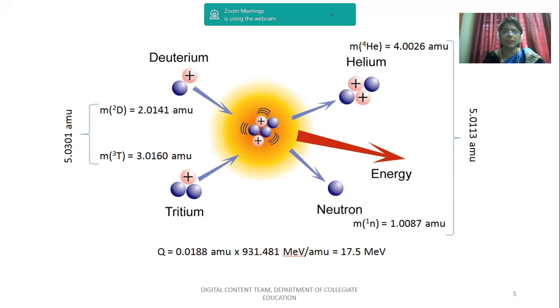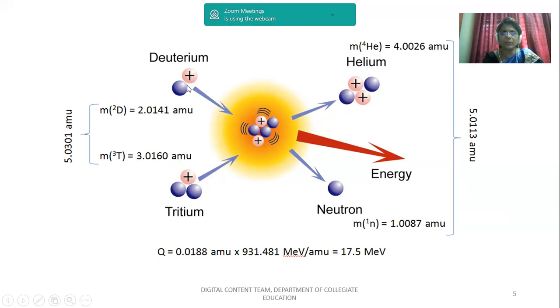Here you consider the interaction between deuterium, which is indicated by D2 or 1H2. When hydrogen has mass number 2 and atomic number 1, it is called deuterium, and its mass is considered to be 2.0141 AMU. And when it interacts with tritium, represented by T3, which is the 1H3 nucleus, that is, hydrogen with mass number 3 and atomic number 1, it is considered tritium, and its mass is around 3.0160 AMU. The total mass of the reactants, deuterium and tritium, is 5.0301 AMU.